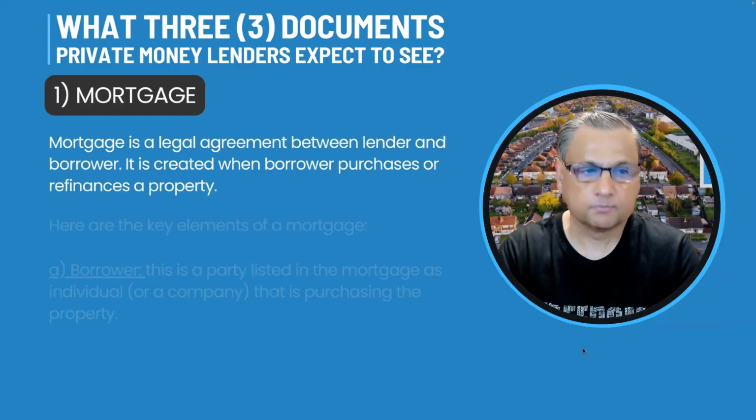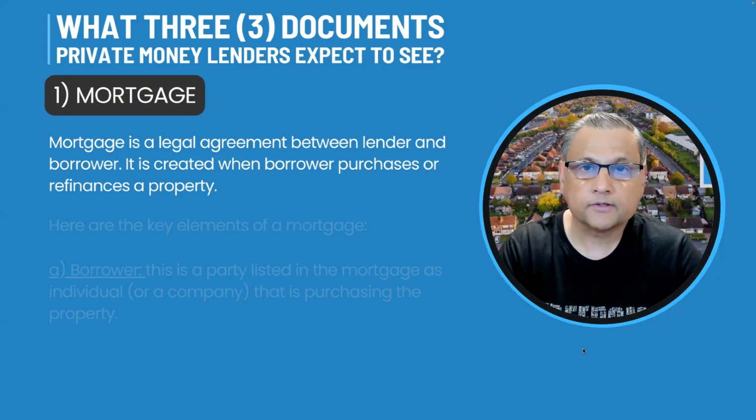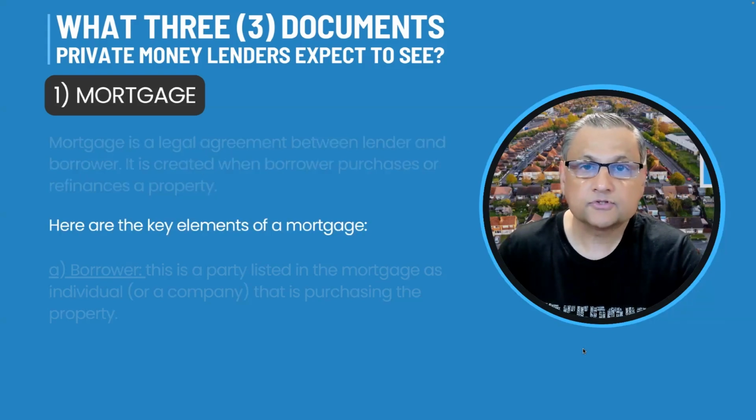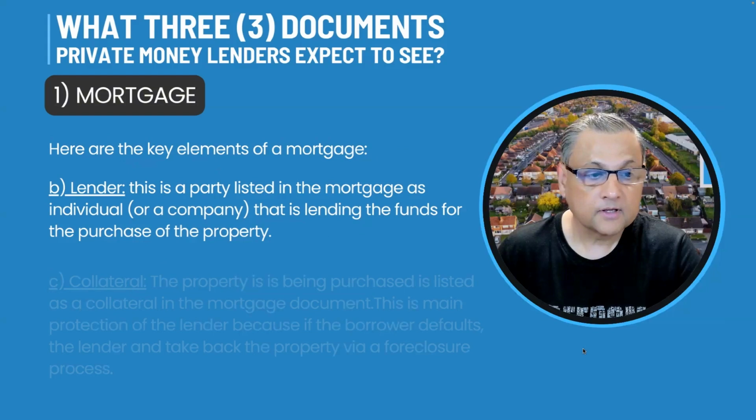So the first one is the mortgage. As I said before, a mortgage is a legal agreement between the lender and the borrower, and it is created when the borrower purchases or refinances a property. And here are the key elements of a mortgage. Number one, there is a borrower, the party that is listed on the mortgage, and it could be an individual or a company like an LLC that is purchasing the property.